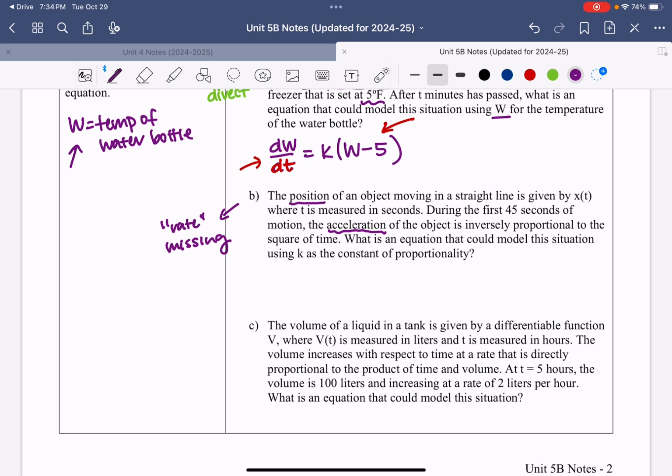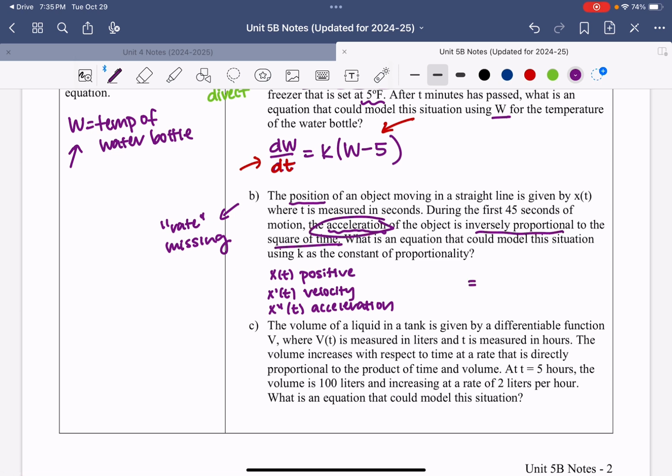Okay, so my position is given by x of t. My first derivative of that would be the velocity. And the second derivative of that is going to be the acceleration. Okay, so it tells us that the acceleration of the object is inversely proportional to the square of time.